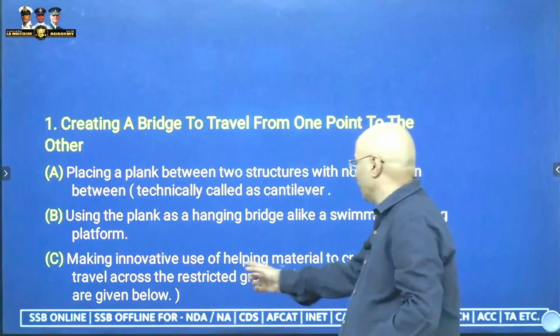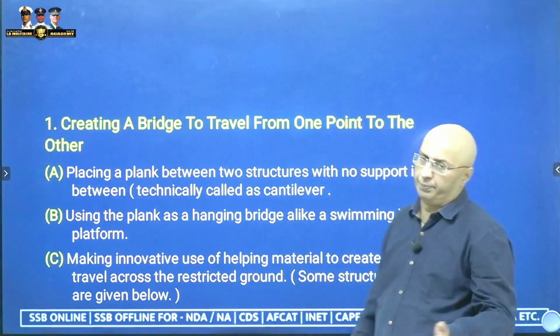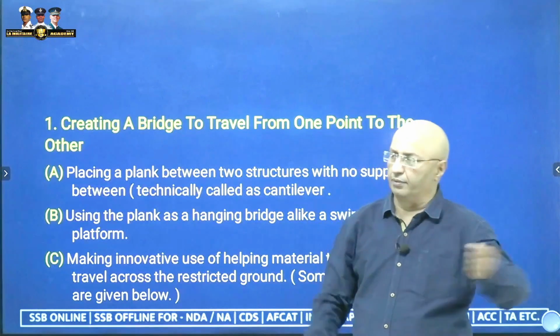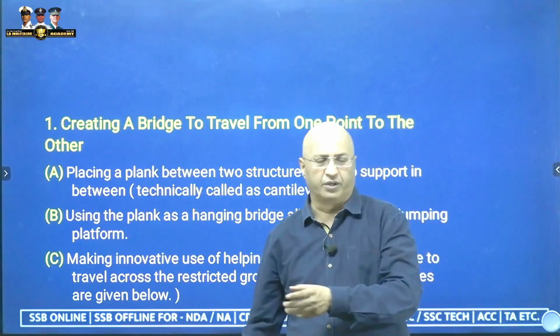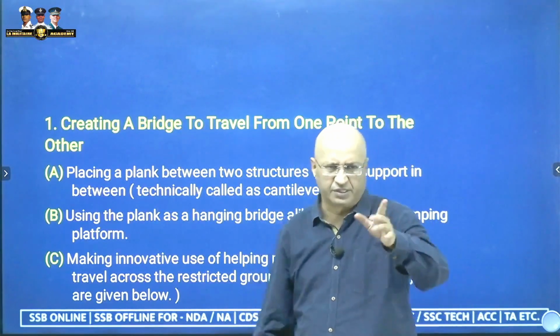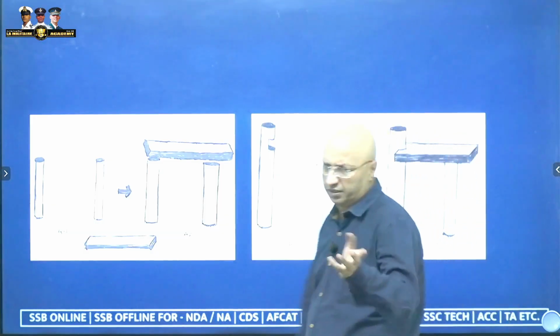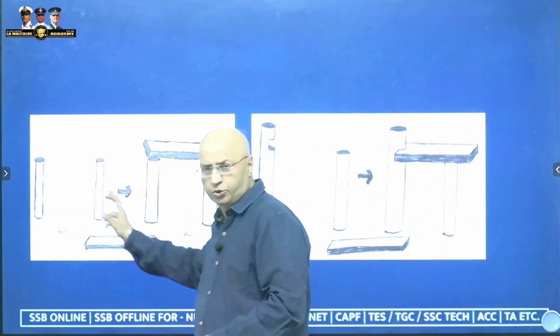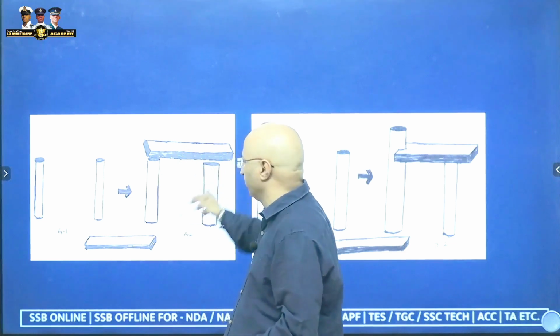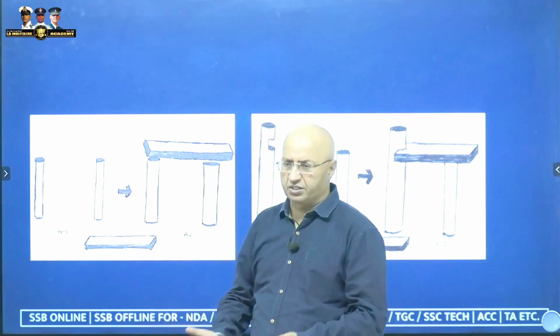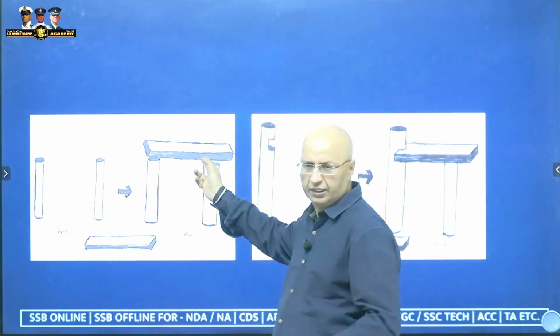You make innovative use of helping material to create a bridge by tying one rope here, tying one rope here, and then going. We'll see the structures. You will learn something from them. Now look at this. There are two poles. We have put a plank in between. Bridge is created. We can climb and reach the other place.